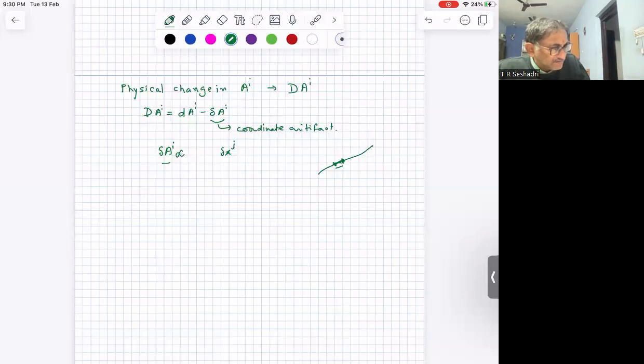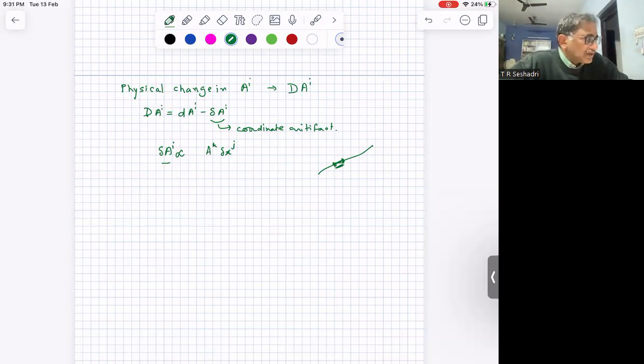Delta is what? It is an infinitesimal change in the position. It should depend on this. It should also depend on A^k. Now, I don't quite get this A^k. Why does it depend on A^k?